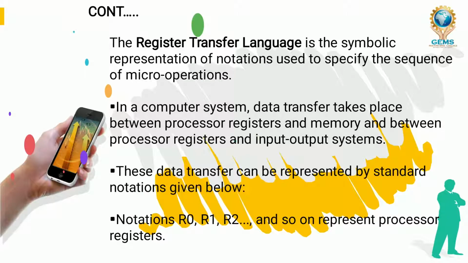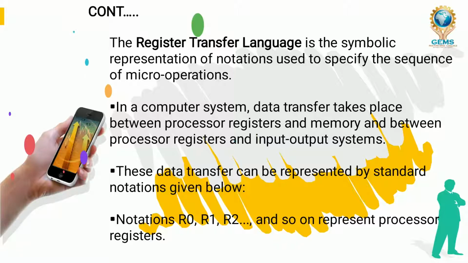Already we discussed what micro operations are, what a register is, and the types of operations: addition, subtraction, multiplication, division, transferring, storing. These are the different kinds of operations on data in a register. To help perform this type of operations, we are using notations and symbols, and the combination of these symbols and notations to transfer the data in registers is the register transfer language.